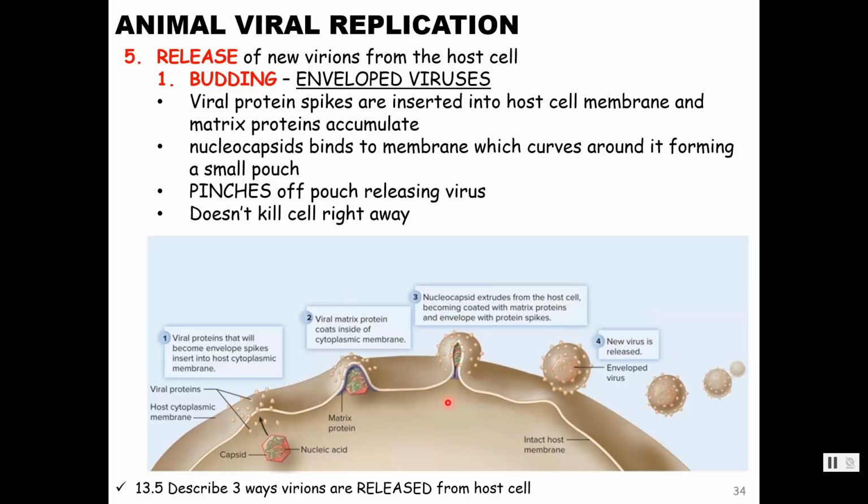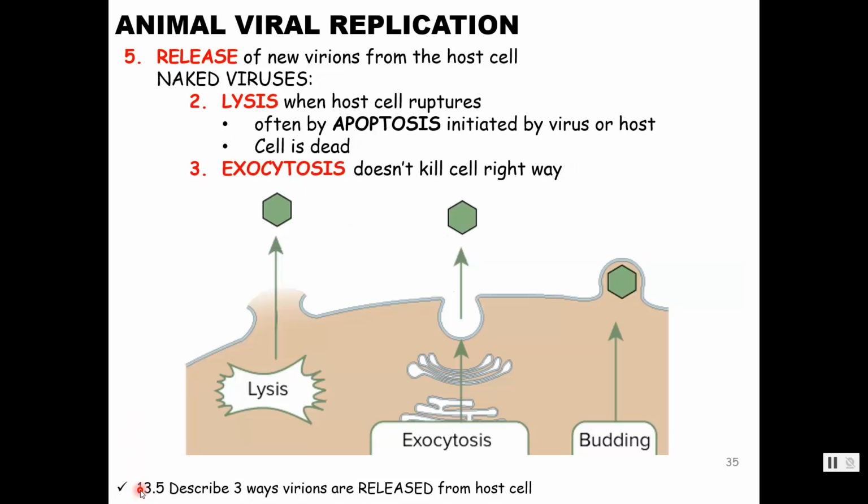Notice that there's this pinching off from the cell membrane. This does not kill that host cell right away, so the cell can continue to release or shed virus particles. Hold on to that thought. The other two ways, so we've had budding. One other way is through exocytosis, when the virus particle is ejected through a vesicle, coming from the endoplasmic reticulum to the Golgi apparatus and then being released.